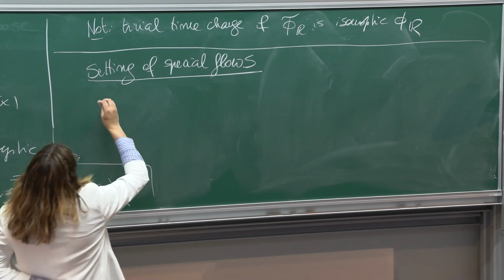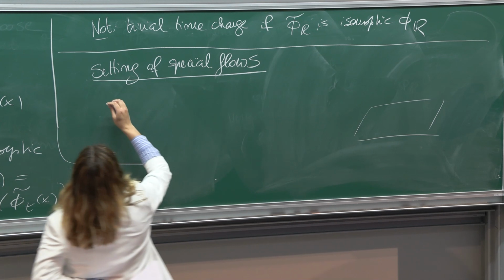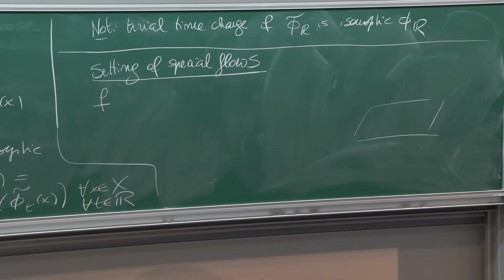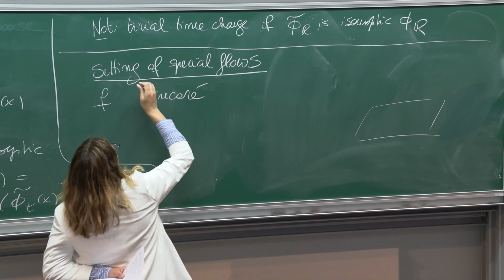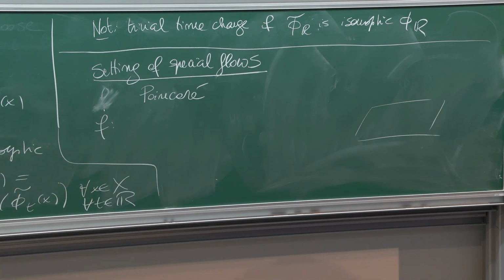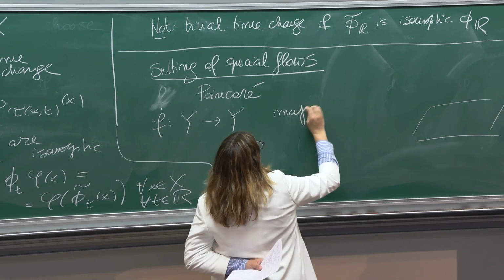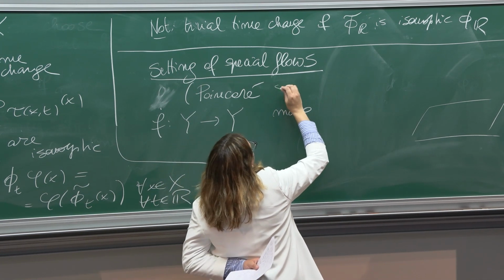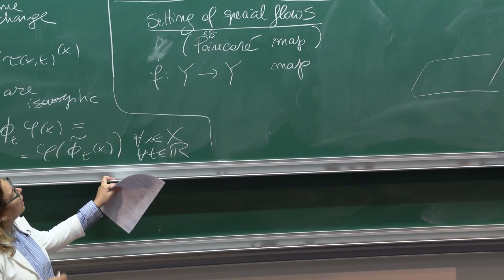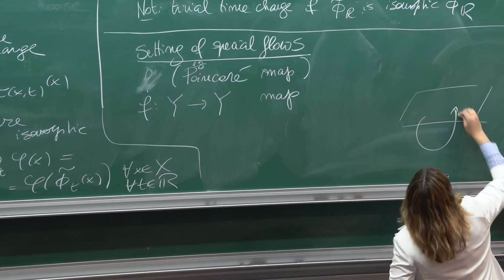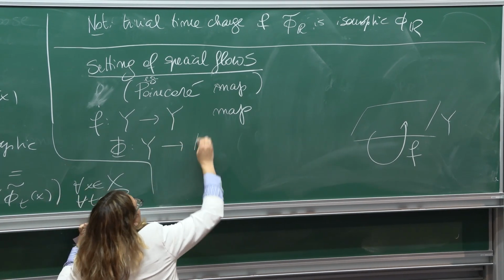So if I have a flow, I can do this reduction of finding some kind of section to my flow. I can discretize my flow by fixing a section, and I can take f from y to y, a map. You should think of it as the Poincaré map of your flow. I'm going to look at flows which you can represent as a special flow over this map. So again, I have a map f of y, and then I give myself a roof, a function phi from y to R plus.